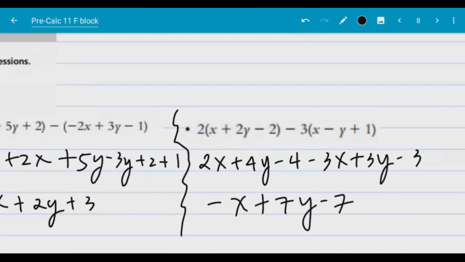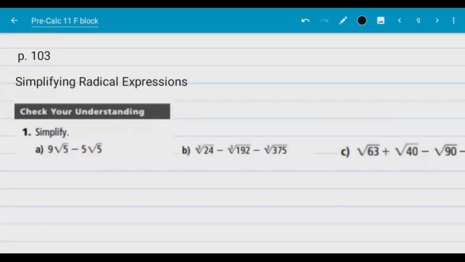All right? So let's move on to the first check your understanding. We're going to be simplifying radical expressions. So let's look at the first one. This one, they have the same radicand, so we just look at the coefficients here, and then we're good. All right. So that would be 9 minus 5 is 4 root of 5. There we go.